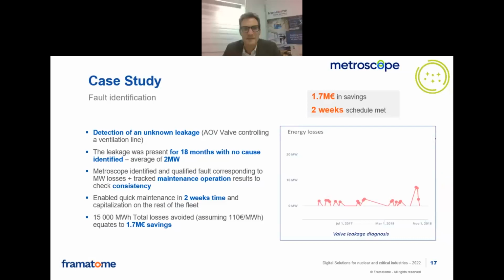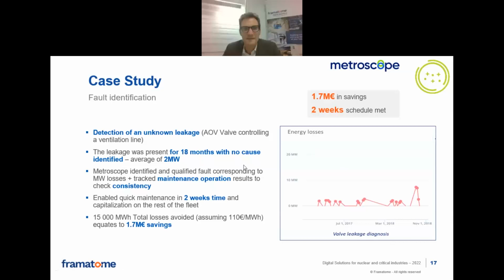So first, we start with an actual challenge faced by one of our customers in the nuclear power generation industry. In this case, a nuclear power plant experienced losses of up to 2 megawatts for 18 months since 2017, without being able to understand the root cause nor precisely calculate the loss. Microscope software was deployed in July 2018, and it pointed out a leakage of an average 20 kilograms per second that was not identified by the site at the moment of the deployment. It was coming from an air-operated valve controlling a ventilation line.